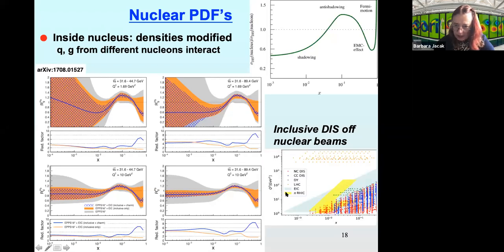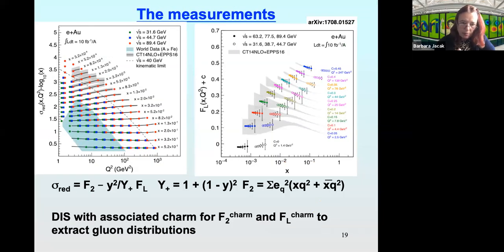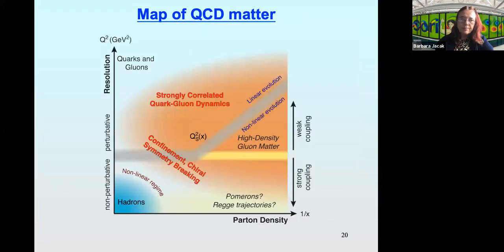And that's because of the EIC coverage in x and Q squared, which you can see here in this light blue. And so you go to much smaller x and to higher Q squared than what's currently known. The measurements at the EIC will look like this. You're used to all of them, so I'm not going to talk more about it, except to point out that by doing deep inelastic scattering and requiring an associated charm particle, we can extract the gluon distributions from F2 charm and FL charm.